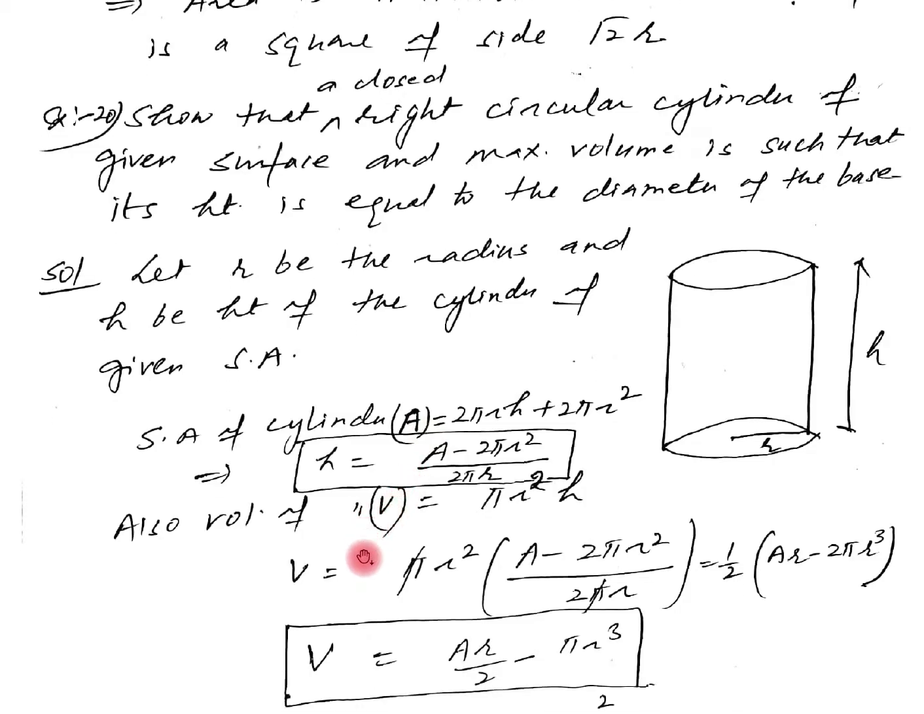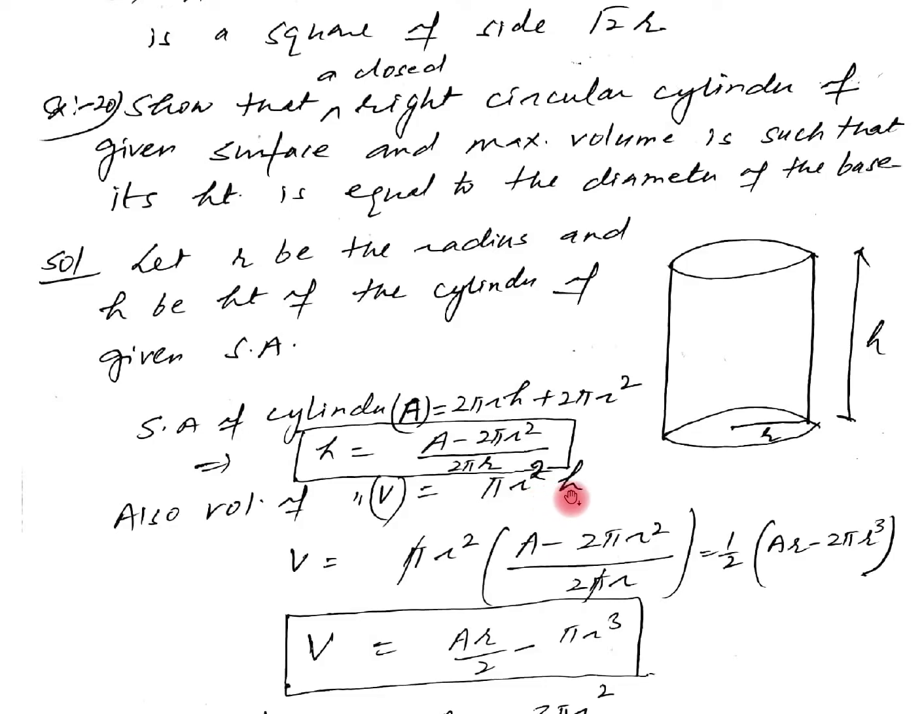Now the volume of the cylinder, which we denote by V, is equal to pi r square h. This we have to prove maximum, so our function will be based upon V. When I write volume equal to pi r square h, it has two variables, r and h. Now we have to eliminate one variable with the help of the given condition. From this equation we can easily find h equal to (A minus 2 pi r square) upon 2 pi r. Now putting this value of h here, we eliminate the variable h.